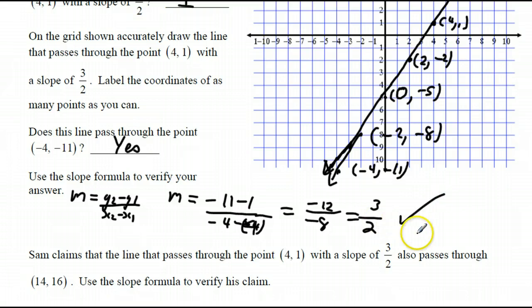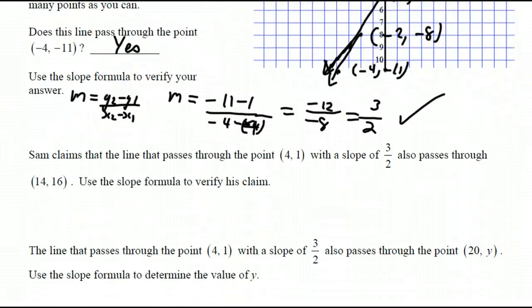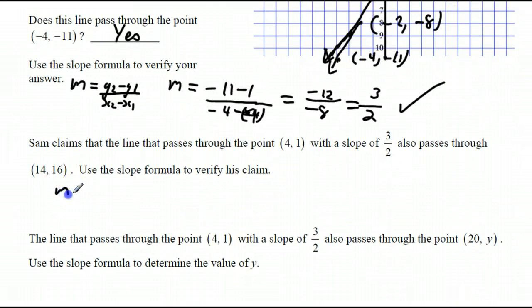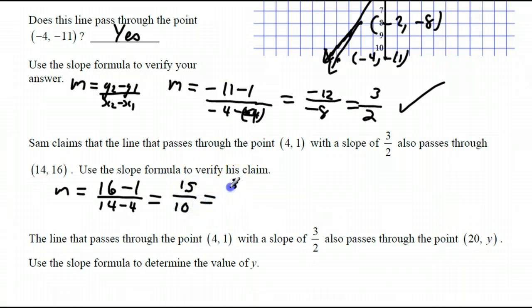So, check. Sam claims that the line that passes through 4, 1 with a slope of 3/2 also passes through the point 14, 16. Use the slope formula to verify his claim. Okay, well we already wrote the formula out up here, so let's just go 16 minus 1, that'll be y2 minus y1, over 14 minus 4, which is 15 over 10, which is 3 over 2. So, yes, Sam, your claim is verified.